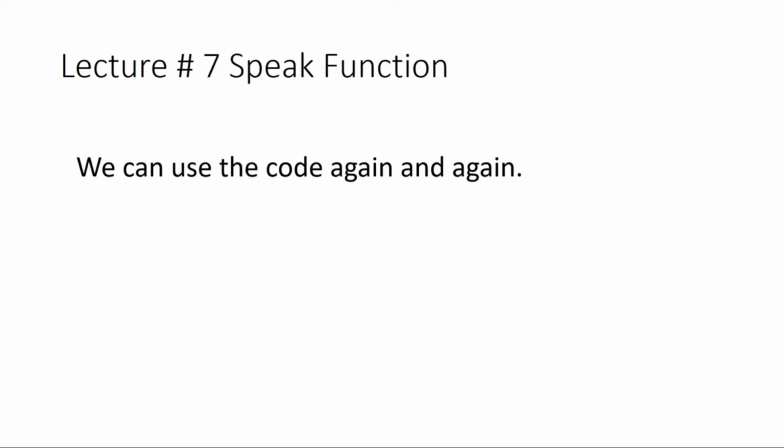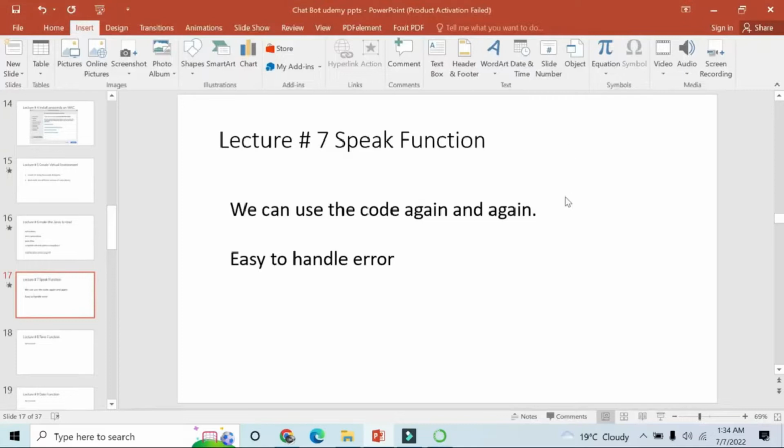In the previous lecture, we made our Jarvis read aloud with a speak function, which basically does the same task of converting text to speech. But we are using a function, because by using a function we can reuse the same code again. We just need to call the function and the code will run. Or in case any error occurs, we can easily handle it. So that's why we are using a function. Let's see how we can create a speak function. Let's go to the Jupyter notebook.